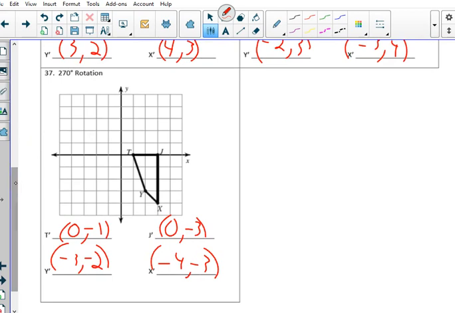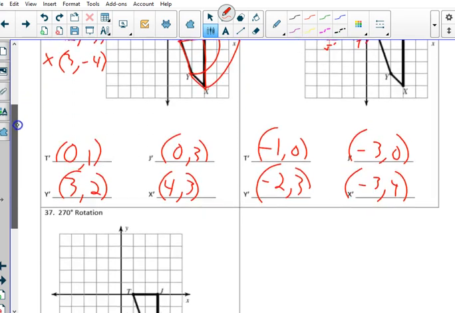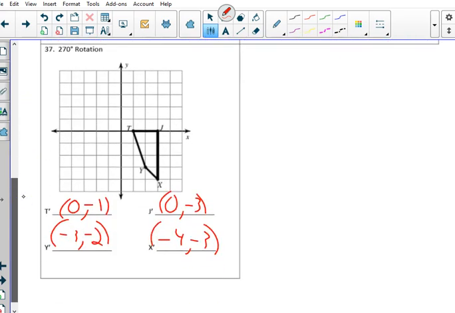So the y is going to move into the x position, and the x is going to become opposite. So up here, for x, -4 is going to move forward to the x position, and the 3 becomes opposite. So 0, -1, 0, -3, -3, -2, -4, -3. And there's our same shape, sort of, not very well drawn.